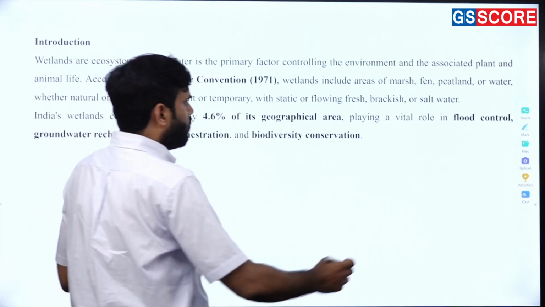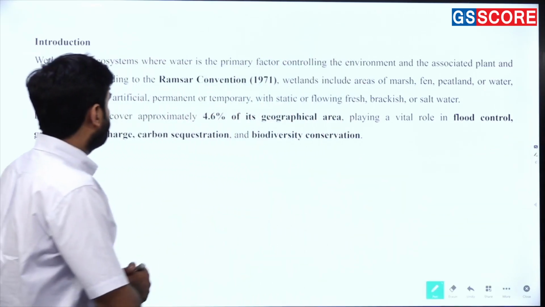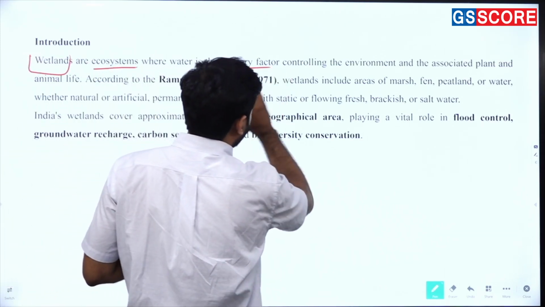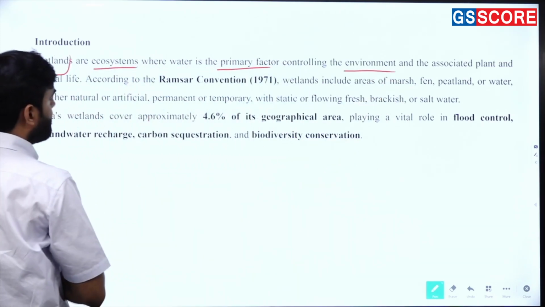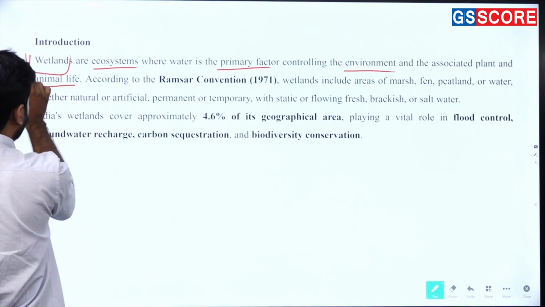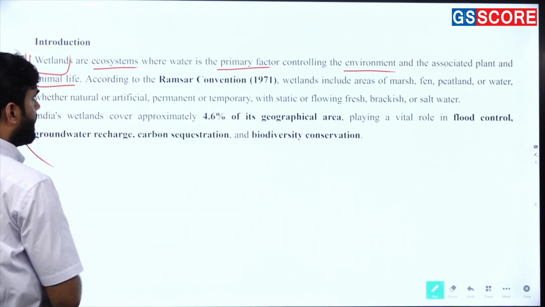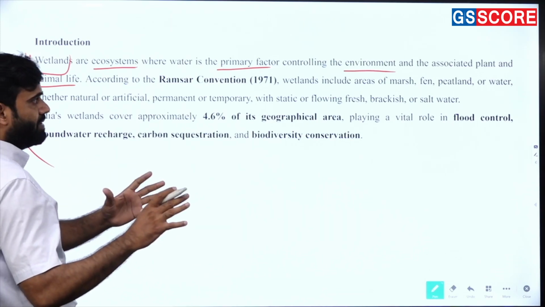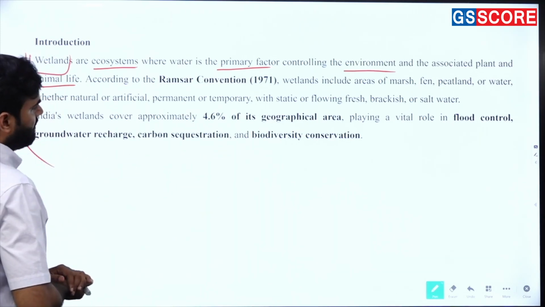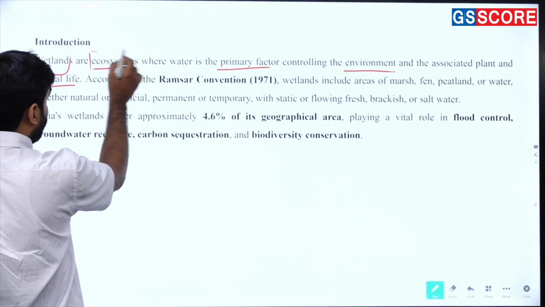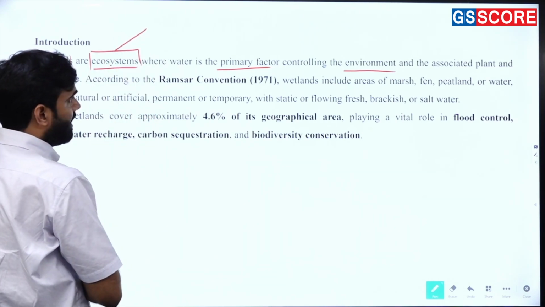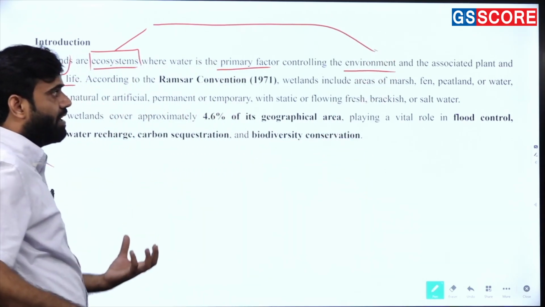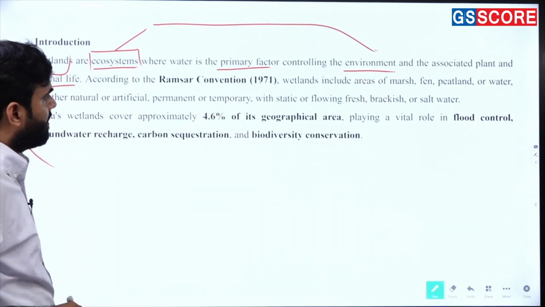So let's understand what kind of words we are going to use. Wetlands are ecosystems where water is the primary factor controlling the environment and the associated plant and animal life. This is the first definition. Getting my points? Wetlands are ecosystems where water is the primary factor controlling the environment and the associated plant and animal life. Why? Because I have discussed that wetlands are ecosystems. So it is now our responsibility to mention the controlling environment and associated plant and animal life.